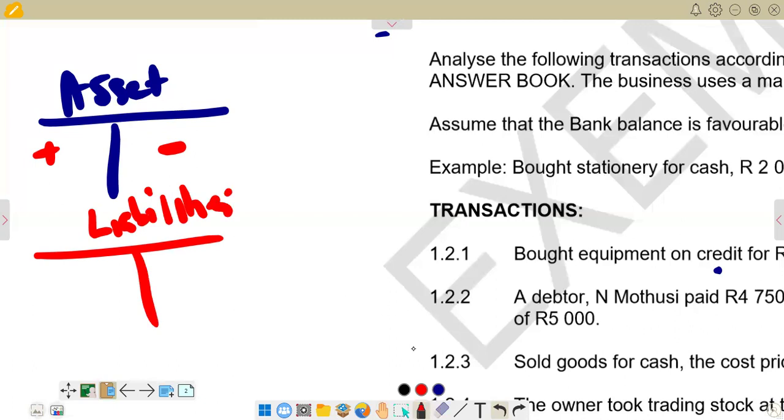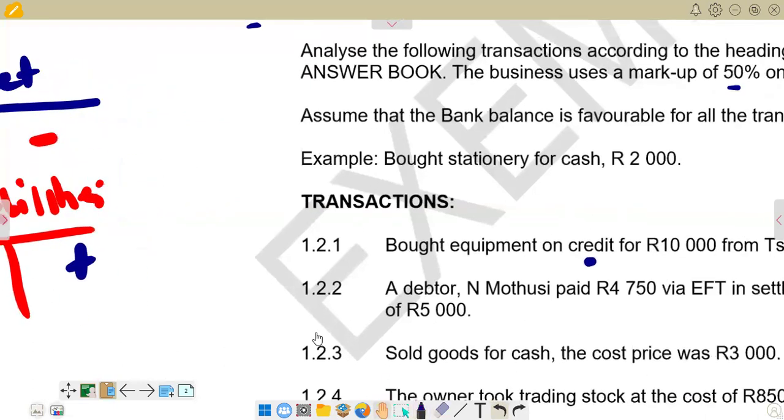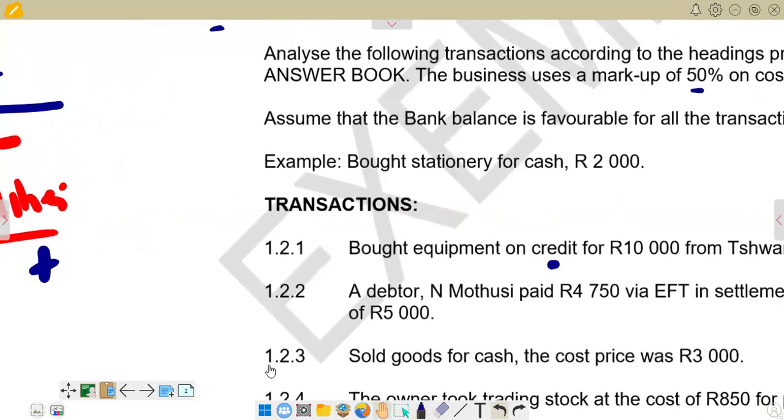So on liabilities, whenever we credit, we are going to show it as a positive. When we debit, we show it as a negative. So this is what we have, and this is what we are going to employ as we go through the question. So we can go back there and see what we have.